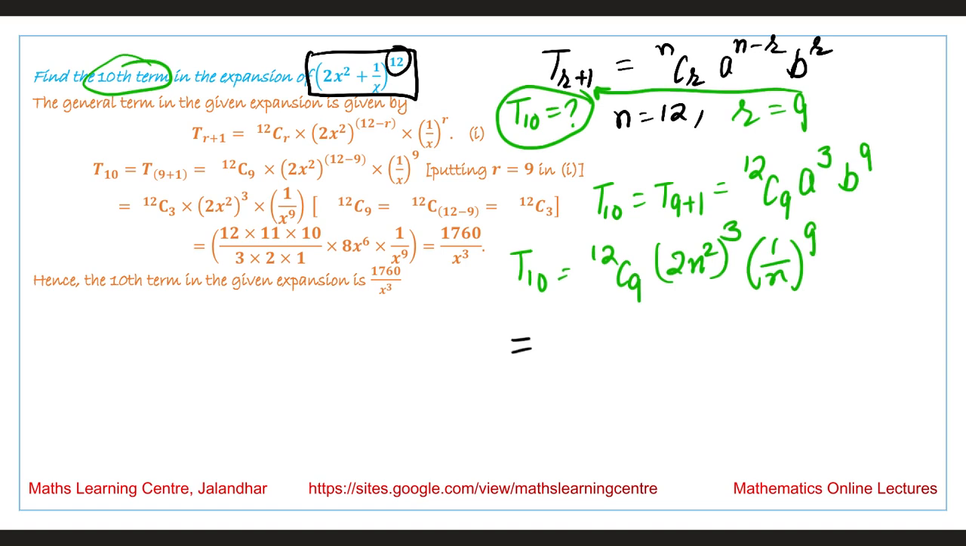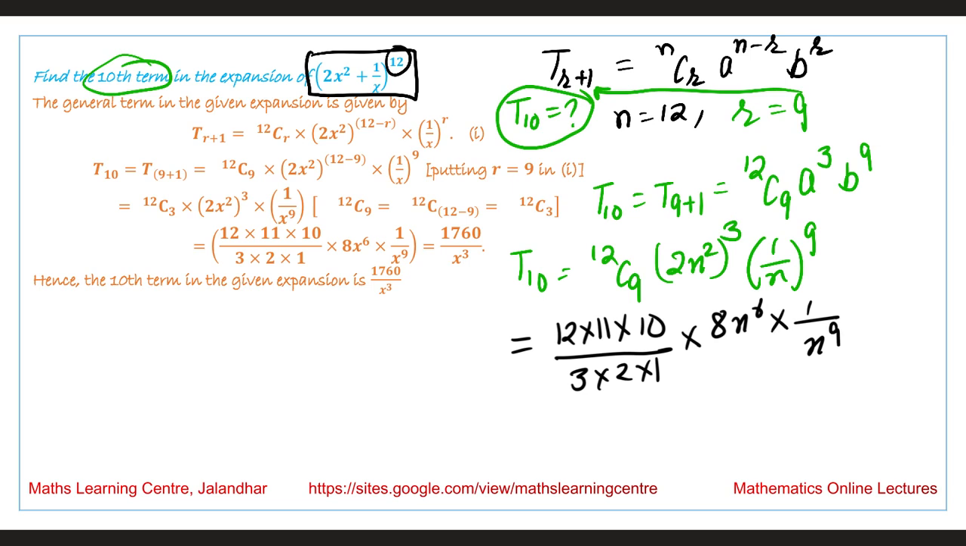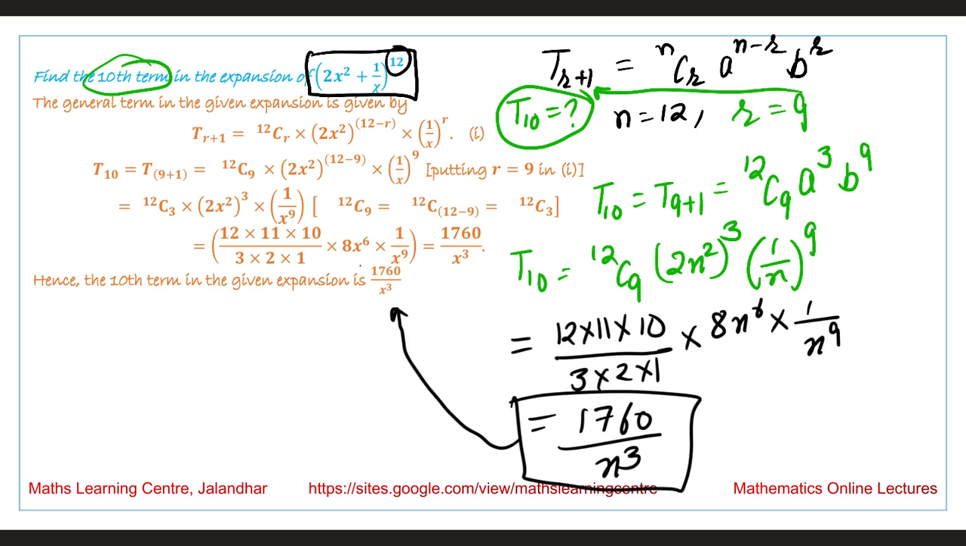Now 12C9 is 12 into 11 into 10 divided by 3 into 2 into 1, into 8x raised to the power 6 into 1 by x raised to the power 9. When we solve this value, we will get 1760 upon x cube. So this is the 10th term of this expansion.